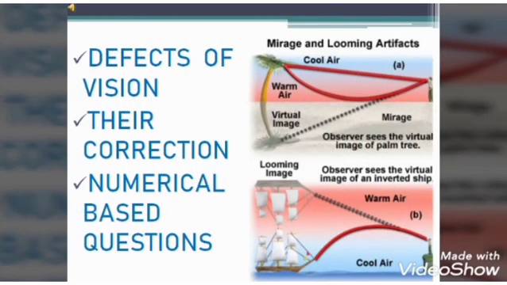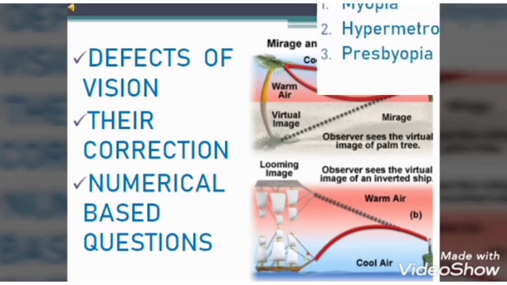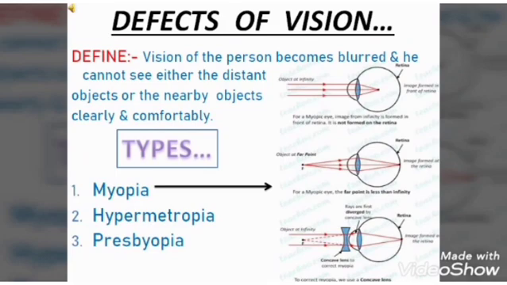Hello everyone, welcome to the second part of the chapter Human Eye. In this part, we will be discussing defects of vision and their correction, and some numerical based questions. There are three common defects of vision: myopia, hypermetropia, presbyopia.